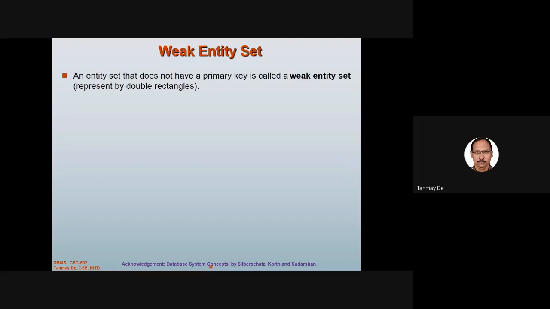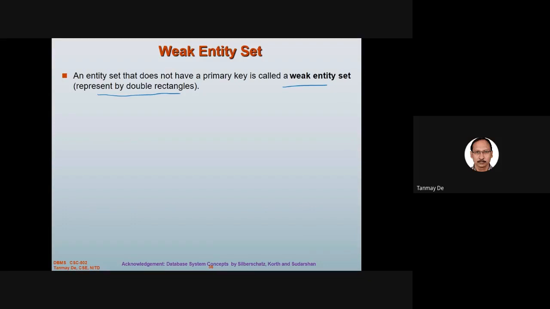Is it clear which one is the weak entity and which one is the strong entity? And a weak entity set is represented by a double rectangle. The entity set does not have a primary key, that is, there is no sufficient attribute which can form the primary key. Why is a primary key required? To uniquely identify each entity from the entity set, or in case of a relationship set, each relationship in the relationship set. So in a weak entity set there is no primary key.